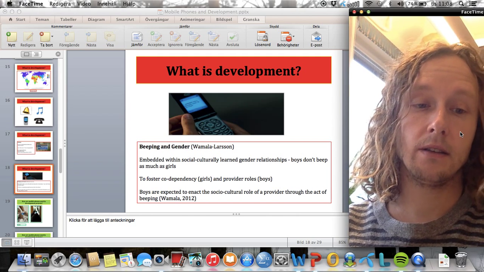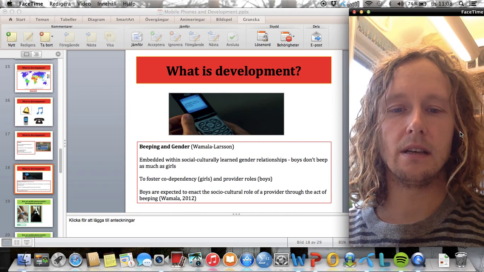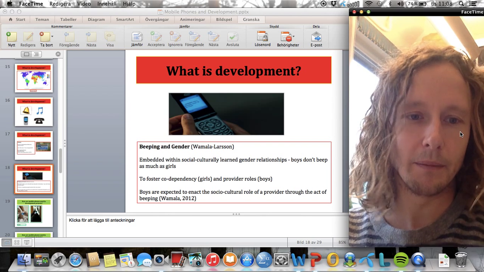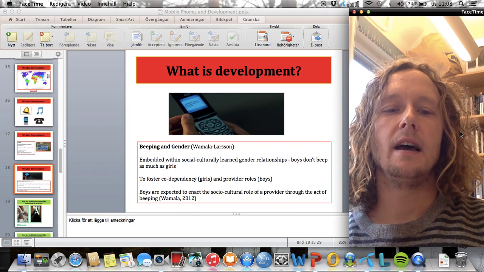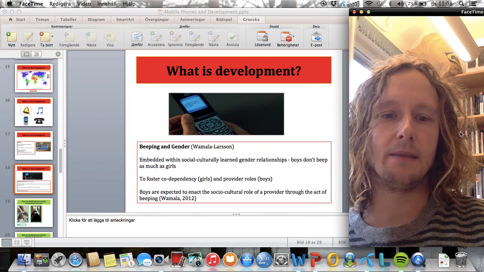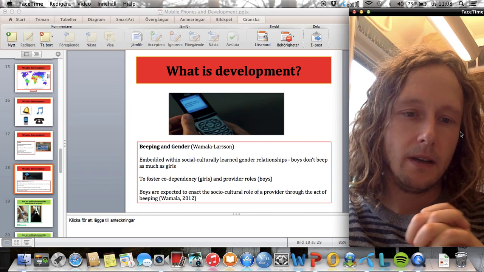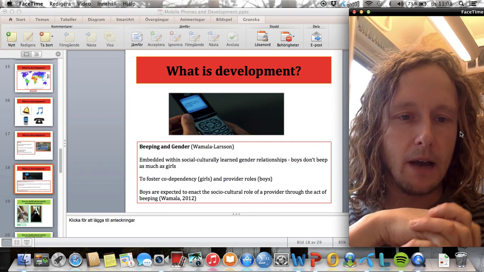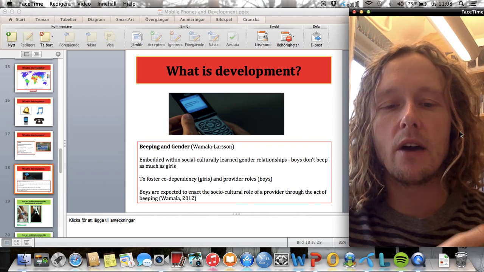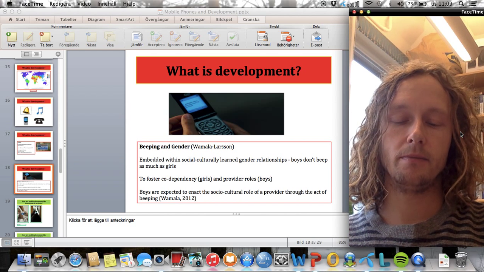And there is also, Caroline has studied this from a gender perspective, and also studied this beeping, how it's embedded within gender relations, or learned gender relationships, that boys should not beep and call me back beeps as much as girls, because it's embedded in this general patriarchal structure to foster codependency and provider roles, where the boys should be the one who provides, who calls, who provides in the relationship, and where the girls should be the dependent ones, and they are then expected to take this role of a provider. And this is also helped through the practice of beeping.